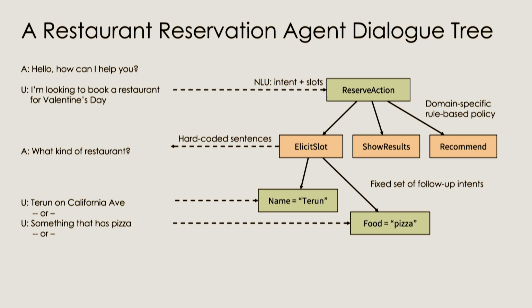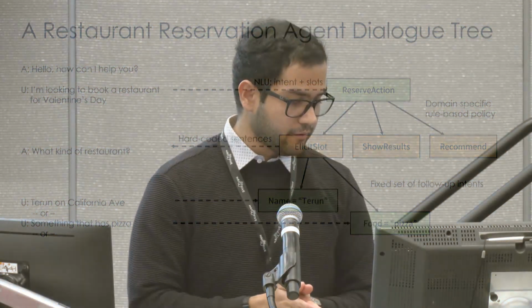But let's look at this example. The assistant says, hello, how can I help you? The user says, I'm looking to book a restaurant for Valentine's Day. The assistant then asks, what kind of restaurant are you looking for? And if the user names a restaurant they're looking for, it works pretty well. But what if the user says, I don't know, what do you recommend? In this case, if this is not encoded in the agent's dialogue tree path, you won't get any answer, and the agent will just simply break.